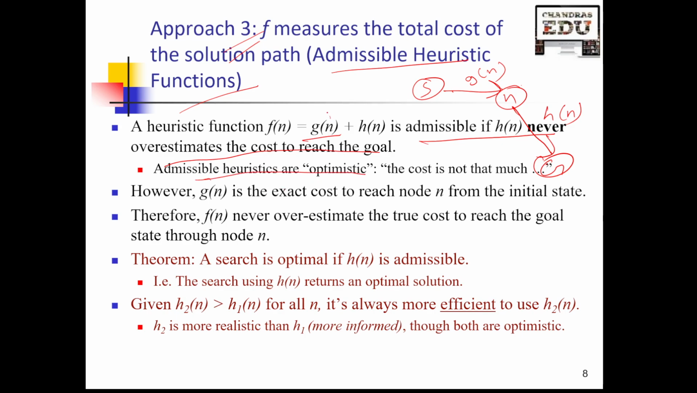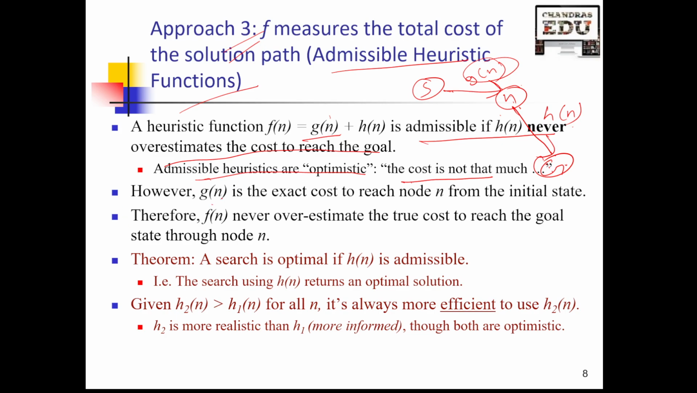That means if we consider the starting node to the node n and node n to the goal node, then we can find the optimal solution. The cost is not that much. That means sometimes it may be optimistic, sometimes it may not be. Why? Because here we are measuring from the starting node to the node n, but sometimes the part from node n to the goal node may not be an optimistic value.